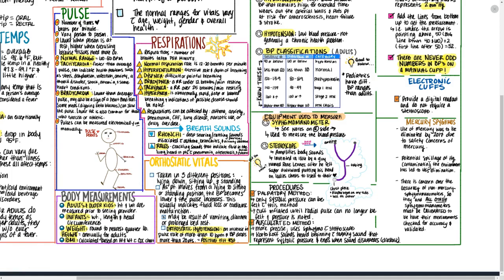So they, and all other sphygmomanometers, electronic, aneroid, non-mercury, and otherwise, must be calibrated to have their measurements checked for accuracy and validated. We want to make sure that the blood pressures we're reporting out on patients are legit and accurate, and the only way we can make sure of that is to have all of our sphygmomanometers calibrated.